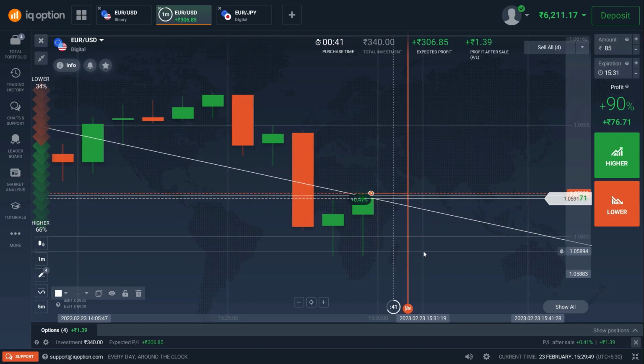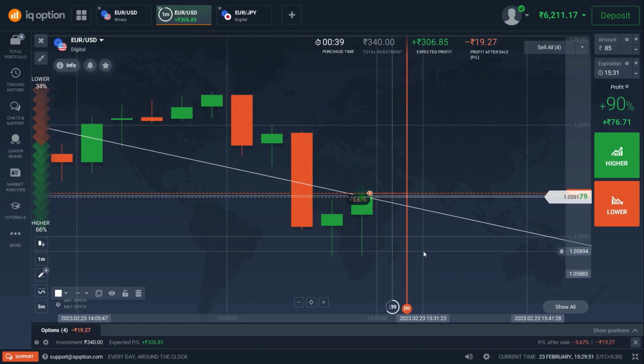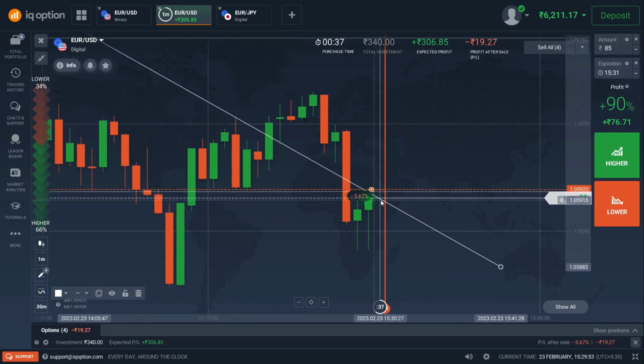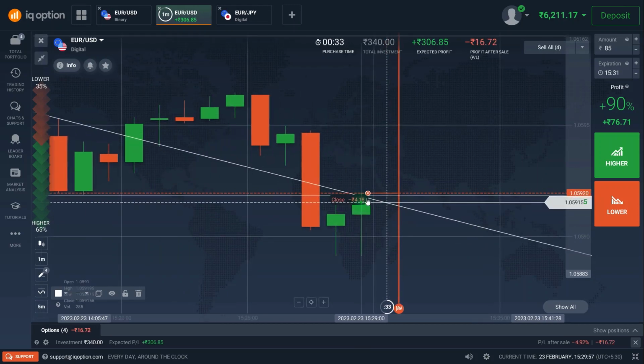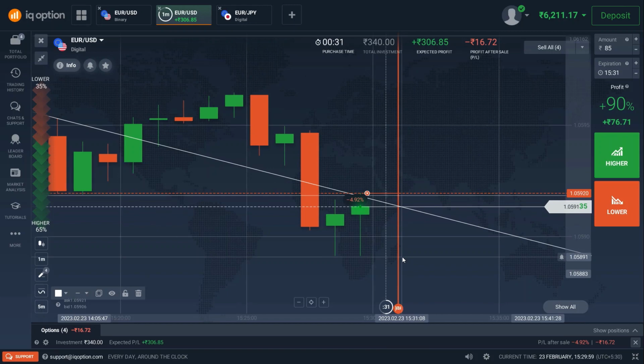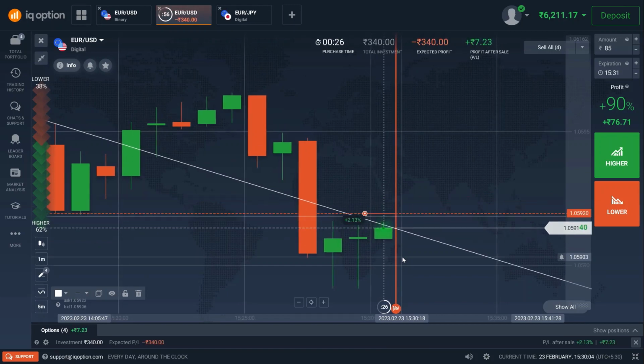As you can see, I have taken multiple trades over here, and the reason is because I feel that this is going to be a strong resistance level for both. As you can see, there's a horizontal support line and a trend line. So let's just wait and see how the trade goes.